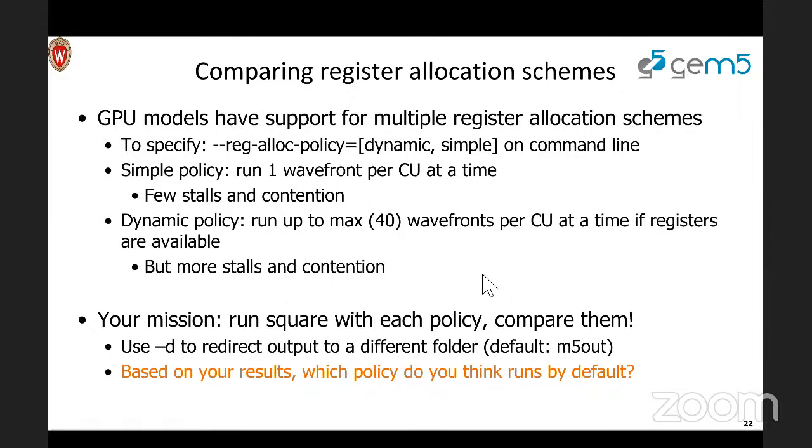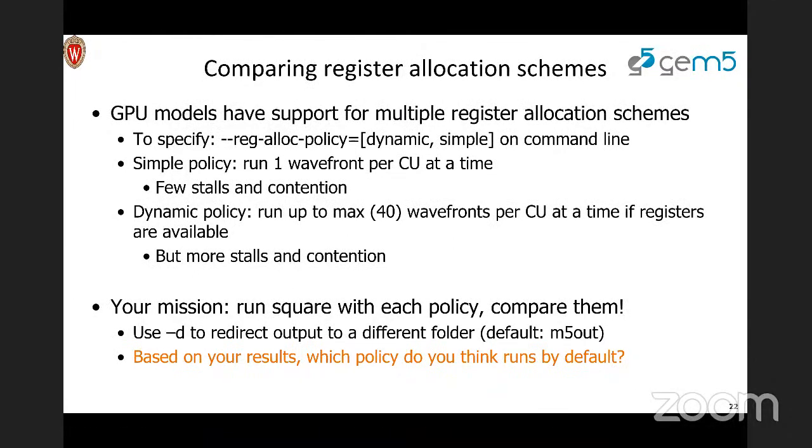But in the meantime, just to circle back to our live demo here with Square, you can see that it ran to completion, and it tells us that it passed with the checking that it does. And just to show the point that I was making before, we can change our register alloc policy on the command line like so. By default, it's going to use the dynamic one because that's more representative of what a real GPU does. But if you want, you could use the simple one like so. And of course, this is just one of many different inputs you might consider to do. Having said that, go ahead.